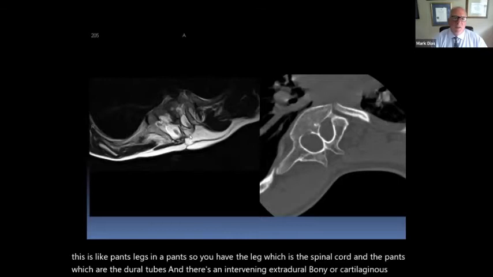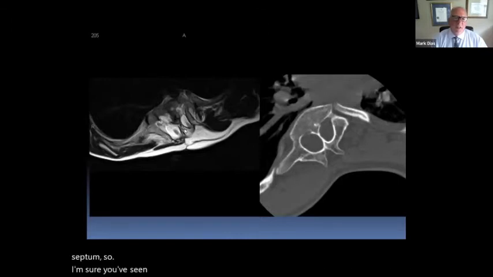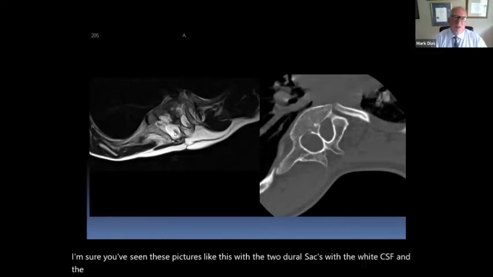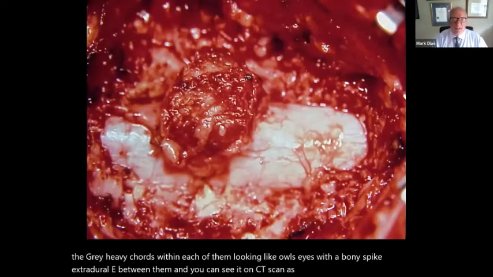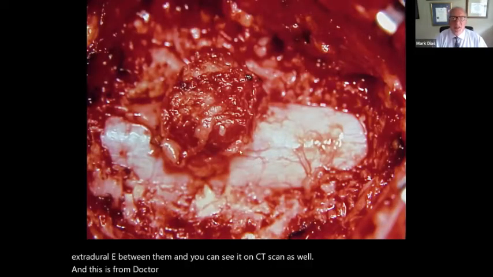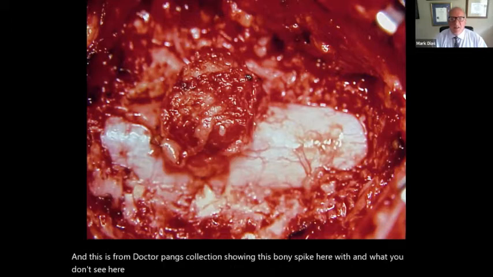So I'm sure you've seen pictures like this with the two dural sacs with the white CSF and the gray hemicords within each of them, looking like owl's eyes, with a bony spike extradurally between them. And you can see it on CT scan as well. And this is from Dr. Pang's collection, showing this bony spike here, and what you don't see here very well is that this lies extradurally, and then there's this cuff of dura around the bony spike.